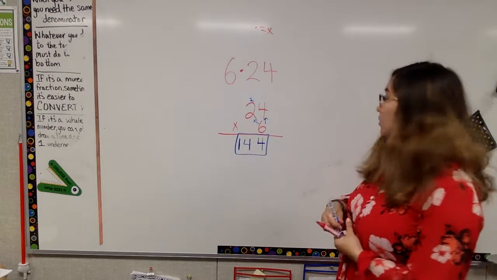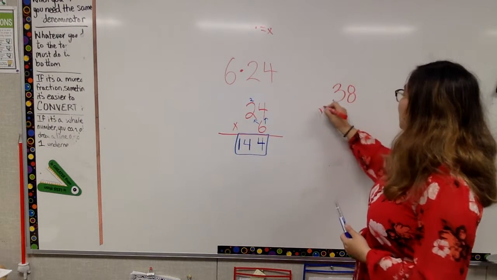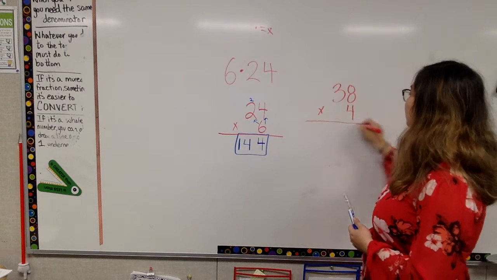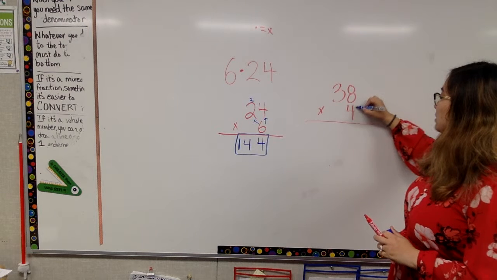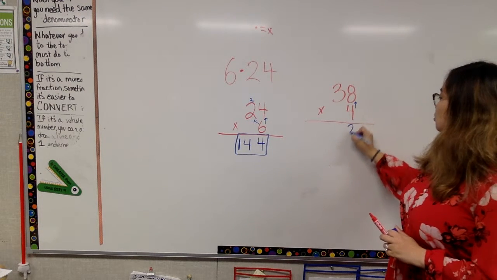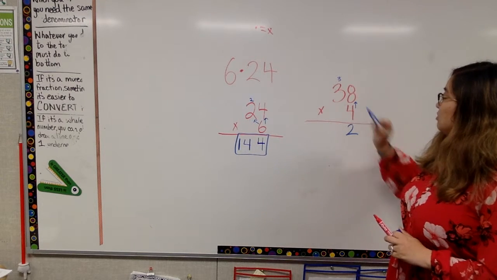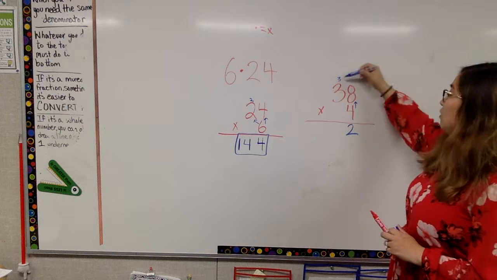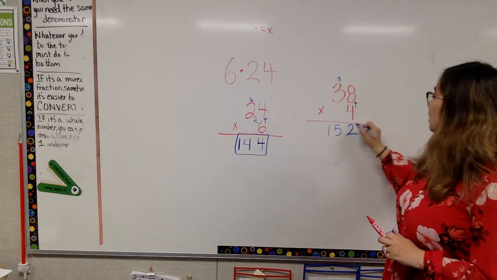Let's do another example. We have 38 times 4. Again, step by step. Bottom number with top number. 4 times 8 is 32. So the 2 gets dropped down here. The 3 gets carried. 4 times 3 is 12. 12 plus the 3 that I carried over is 15. So my answer is 152.